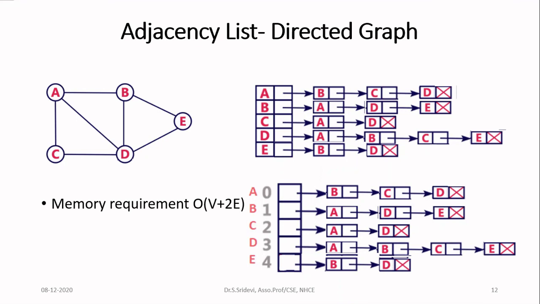In directed graph, every edge will be represented in one place only, whereas in undirected graph, it will be represented in two places. So we have now memory requirement as order of V plus 2E. So with this, we have finished all the methods of representing the graph in your memory.